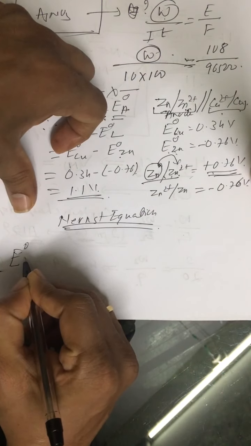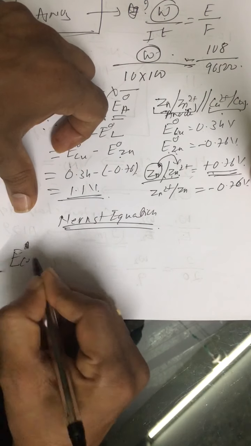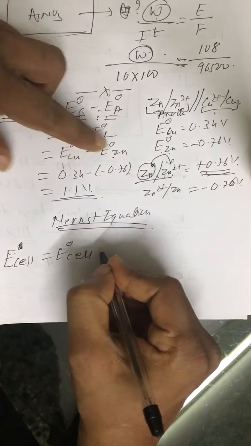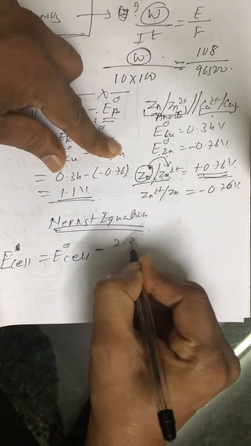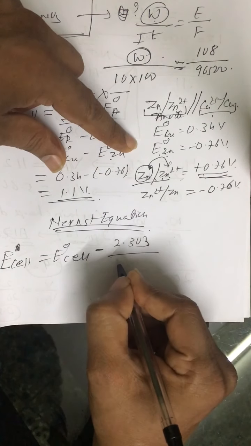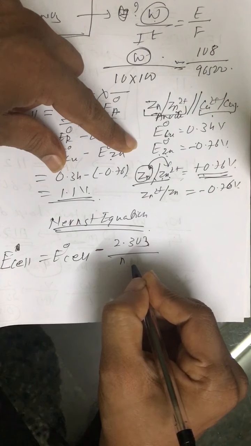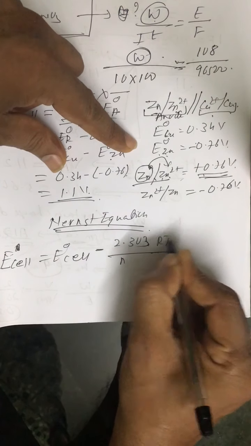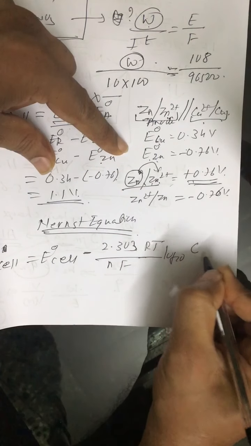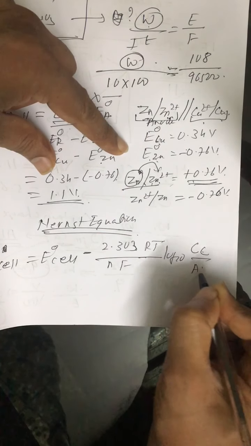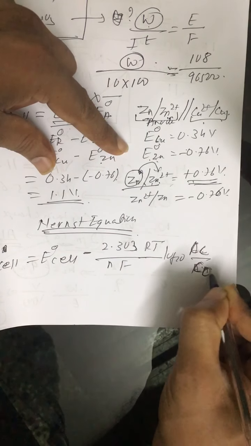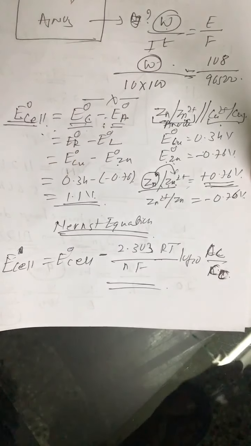This is E0 cell, E cell. E cell is given by E0 cell minus 2.303 RT upon NF log of cathodic concentration upon anodic concentration. So this we will discuss. All right.